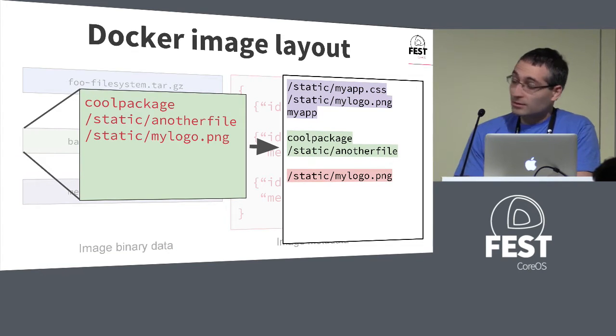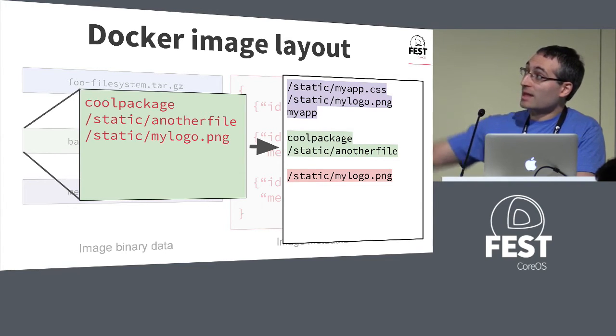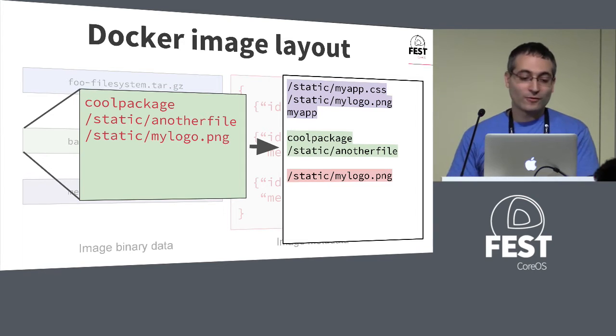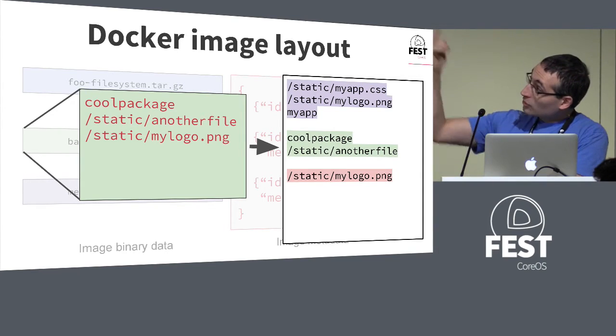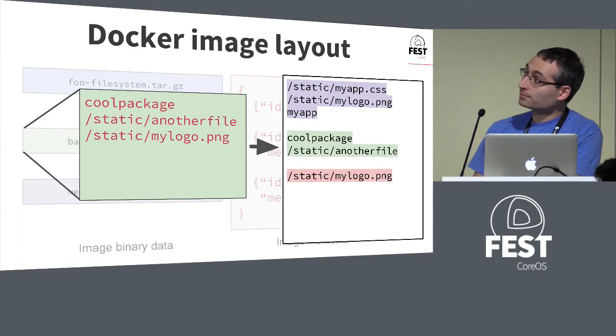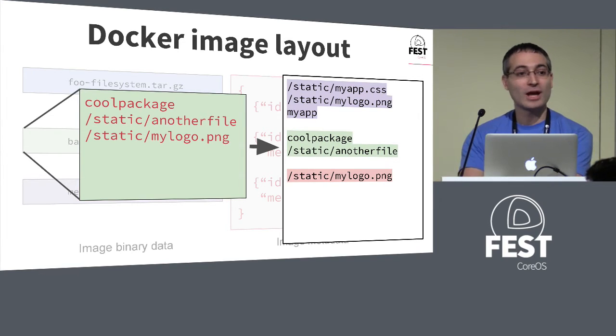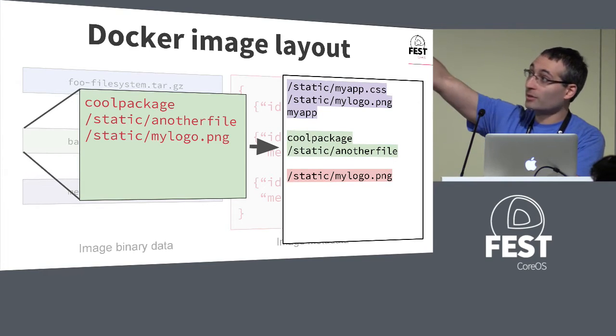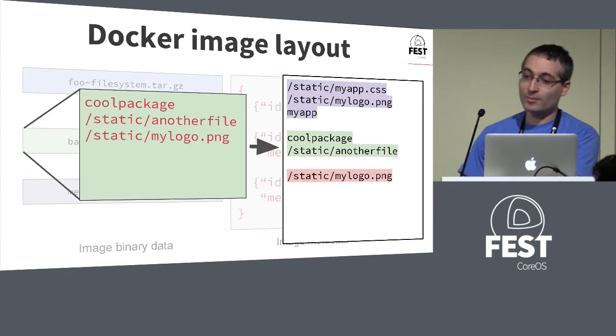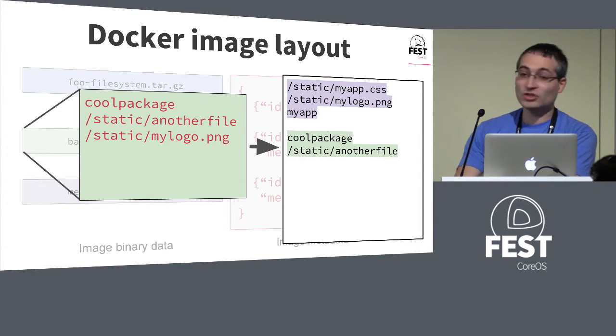We then move to the next layer in the tree, moving downward, and we can see here we have my cool package and static/another file. We haven't seen those files before, so we just, bam, emit them. Static/mylogo, however, is interesting. We already emitted a file at the static/mylogo path, which is in the first layer, which you can see in purple. If we were to emit it again, it would overwrite, but that's not the expected behavior. We expect the file at the top layer to be the file we get, and not the one in the middle layer. So we just skip it.